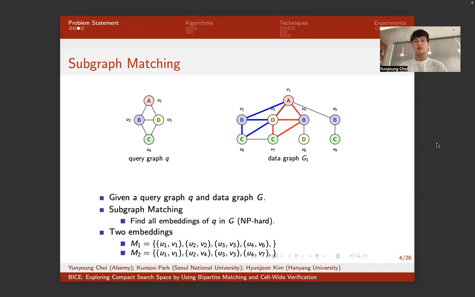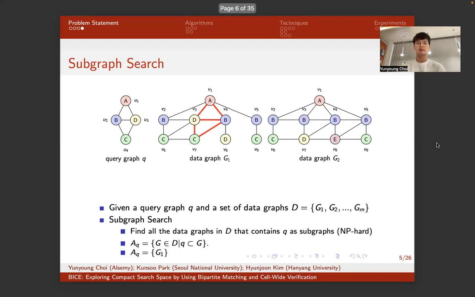First, given a query graph Q and a data graph G, subgraph matching is the task of finding all embeddings of Q in G. In the above example, there are two embeddings M1 and M2. M1 is represented as the bold blue lines, and M2 is represented as the bold red lines.